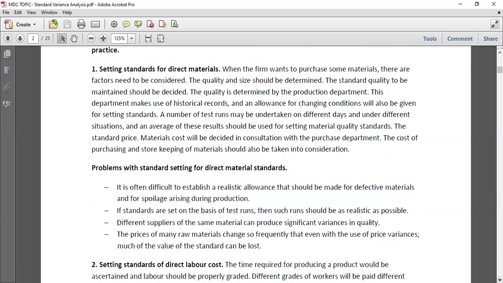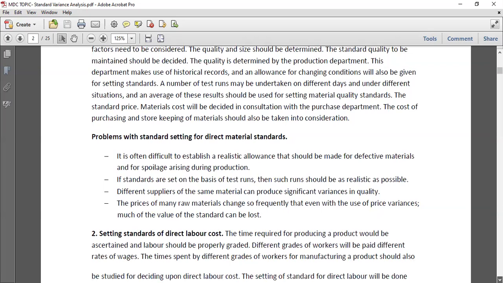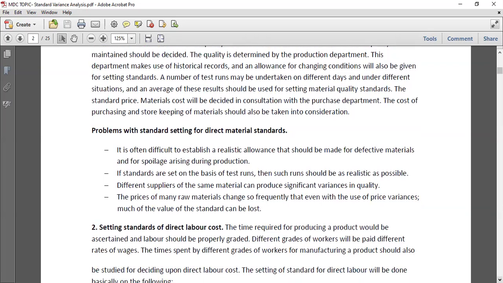So, of course, we have challenges that come with setting standards. As you can see, one of those could be that it is often difficult to establish a realistic allowance that should be made for defective materials or for spoilage arising during production. Now, of course, we know very well that if you put 3 kgs, let's say, in a cake, okay, you may not actually get all the 3 kg replicating within the final product, okay? The same thing with sugar as well, or the same thing with water.